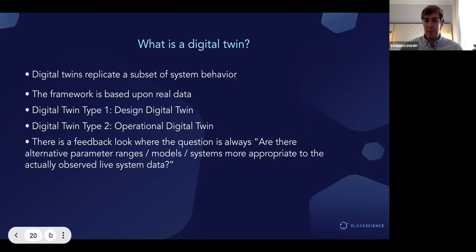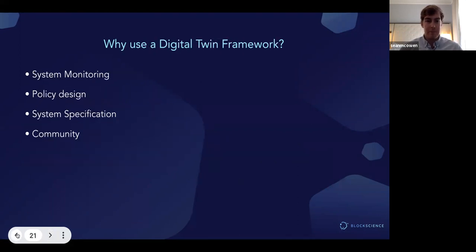A lot of times the overlap is pretty huge, but those are the two different ways to think about it. And I think the way to really be thinking about these things is there's a feedback loop of saying, are there any alternative parameter ranges, models, or systems that are more appropriate to what we actually observe in the live system data? And so we go to the next slide.